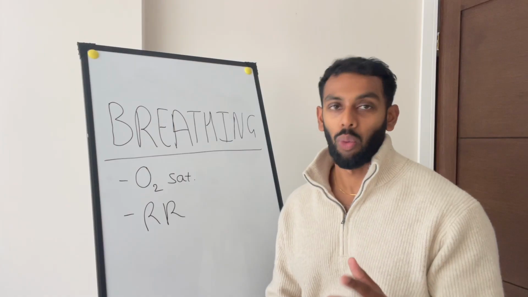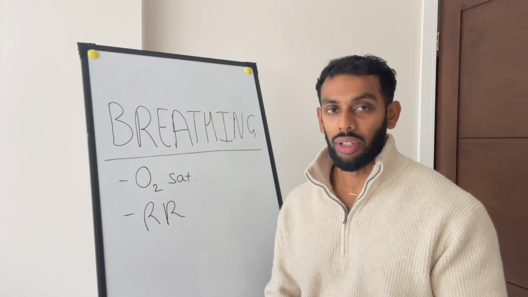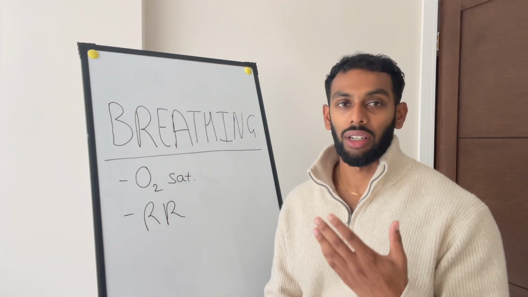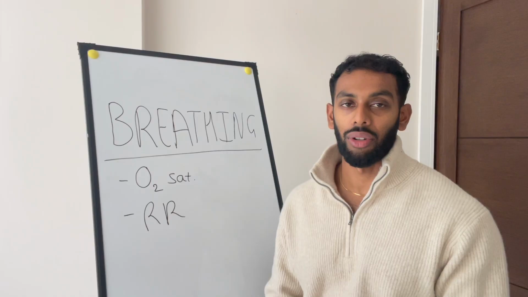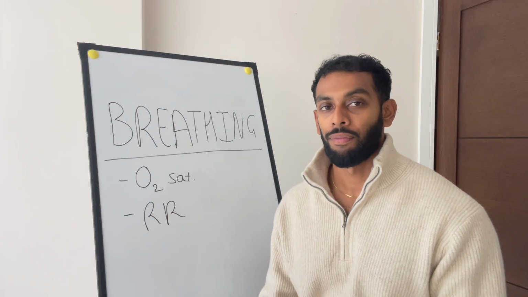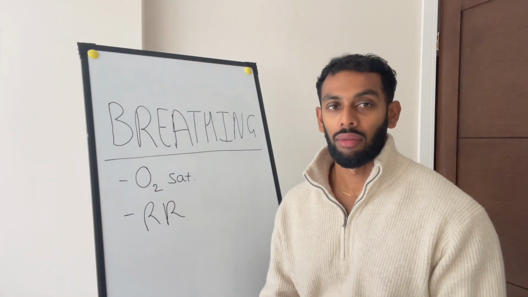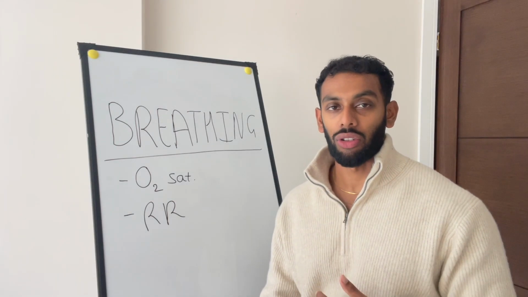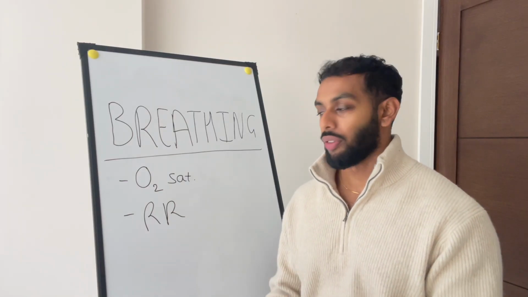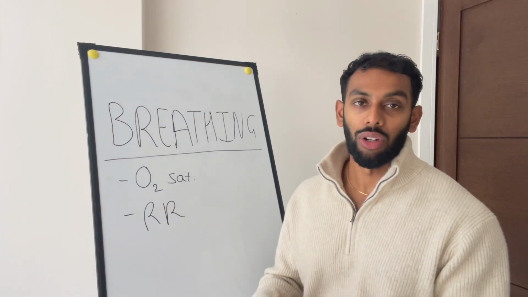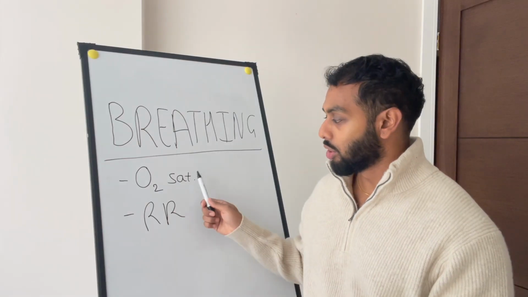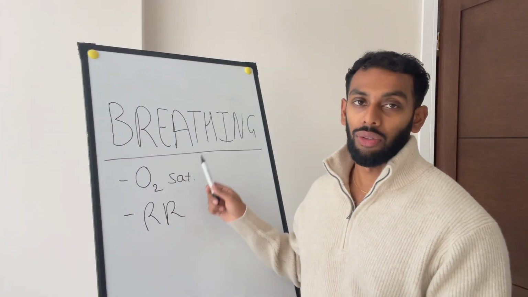So let's break it down. Why do we breathe? We breathe to get oxygen into our system. So what is the best way of checking whether we're getting enough oxygen into our body? O2 sat. Then we have the respiratory rate. If our body is getting enough oxygen when we're breathing normally, our respiratory rate will be normal. But if our respiratory rate goes up, we know that our body is trying to get more oxygen into our system. So these are the two parameters you need to look out for under breathing.